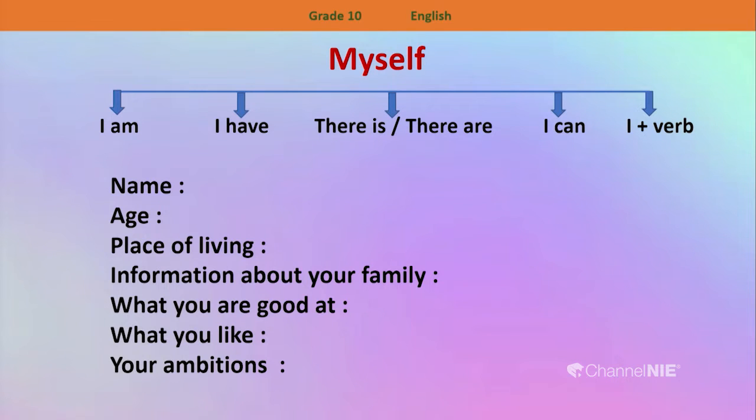Yes. And the next sentence structure is I plus the verb. Again, like I can, I do, right? So, you can write about your favorite things, what you like to do, what you like to drink, what you like to eat. Right. So, remember, when you are writing about yourself, you can add these things. Your name, your age, place of living, information about your family, what you are good at, what you like, your ambitions. Of course, you have to talk about your ambitions, what you want to become.